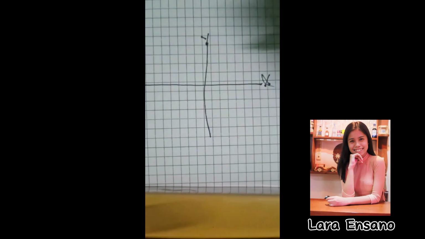Wait. I am just going to fold the paper. Ito. Let's draw again the y-axis and the x-axis. Ayan. So, we will draw here and also here. So, paano magiging, let's say na ito, nakapantay siya dito. I'm sorry kung hindi siya nakapantay here.